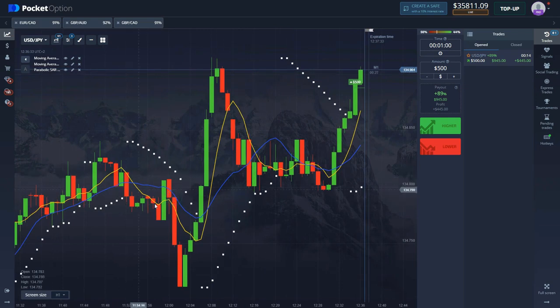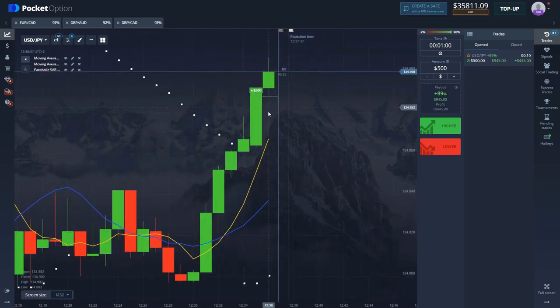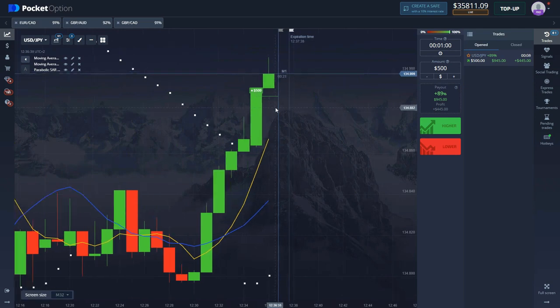Here I entered because I actually saw a small uptrend forming after the cross happened, and also we had parabolic SAR print us the dots to indicate that we should enter a long position, and here we are securing our money in 1 second.